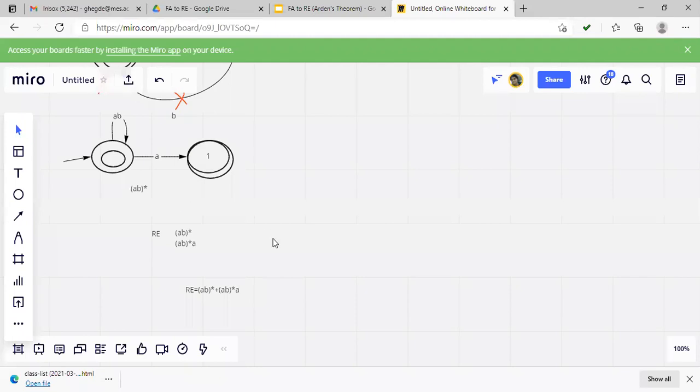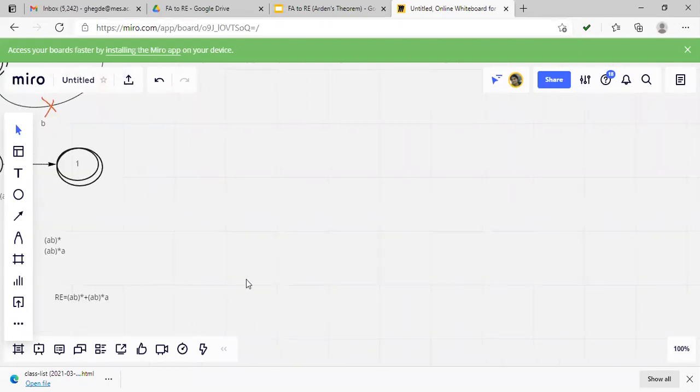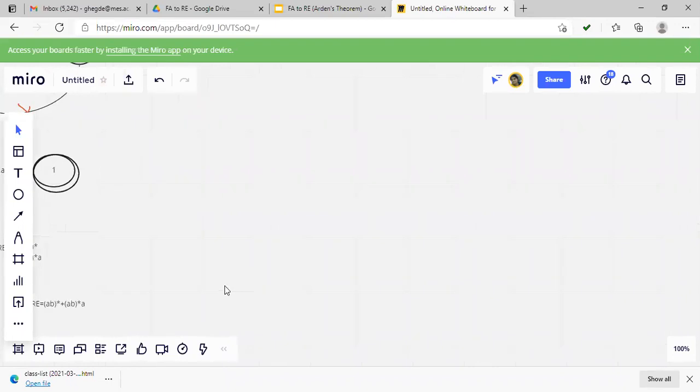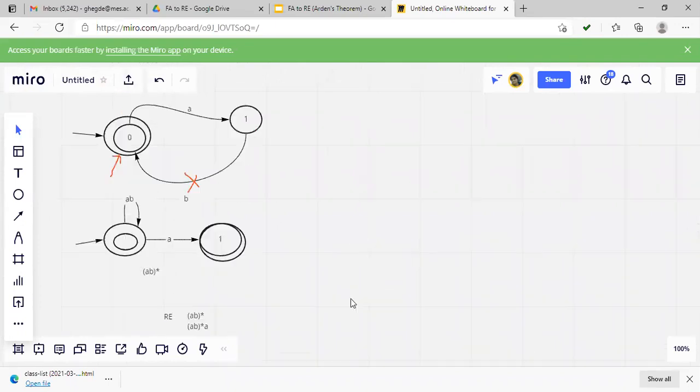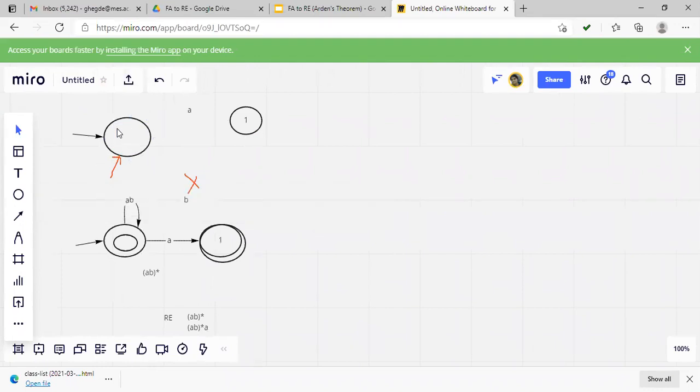Students, any doubt in this? This is your simplest example. Is there any doubt in this? Okay, no doubt. Very good. Then we'll move on to the next example. Okay, now the same example that we have taken here. Instead of this final state, I'll take this as final state.